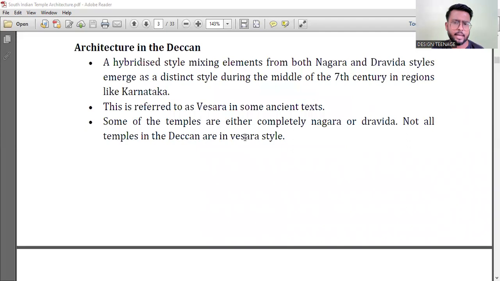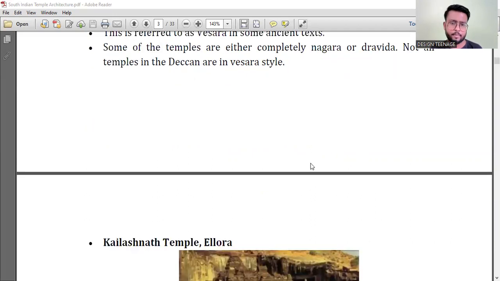Not all temples in the Deccan are in Vesara style. In Deccan architecture, what we see is a kind of transitional phase, the in-between part I'm talking about. There is a style known as the Vesara style. Over here, some temples we see as completely Nagara, some as completely Dravida, or a mix of them.